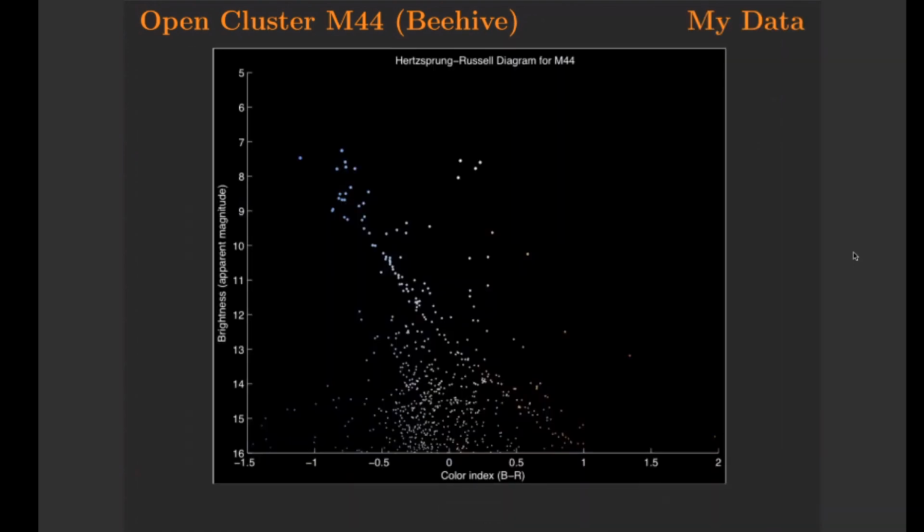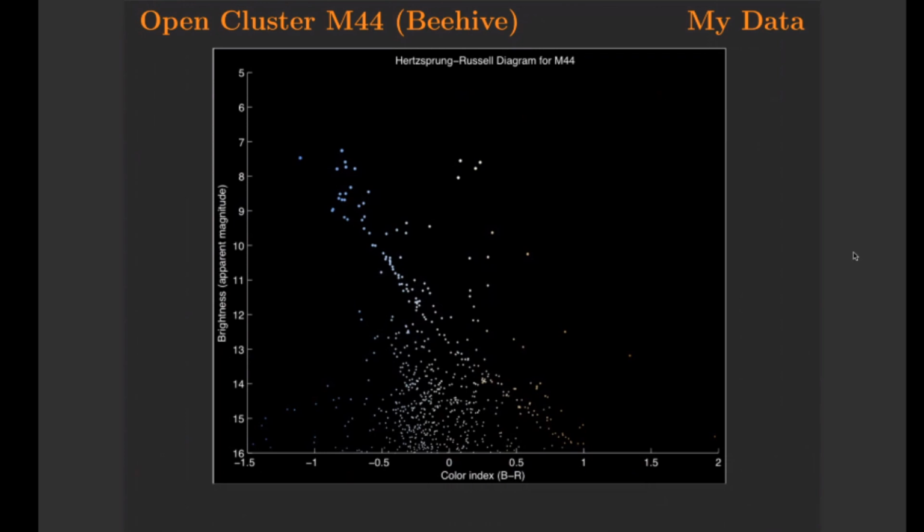There's the HR diagram that I made of the Beehive cluster. And you can see there's a main sequence kind of thing going on here. But now the important thing is, look on the left side here, where I labeled the vertical axis, brightness. It's not labeled absolute magnitude because I don't know how far away these stars are. This is just a picture I took. This is apparent magnitude. This is how bright they appear to us here on Earth.